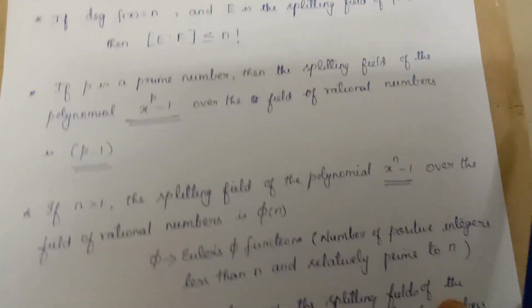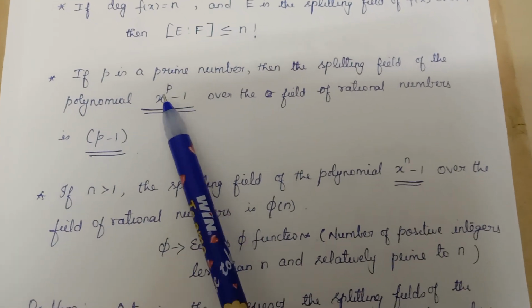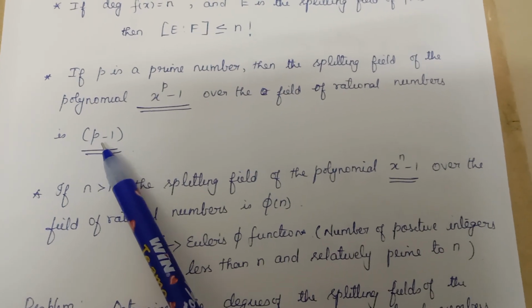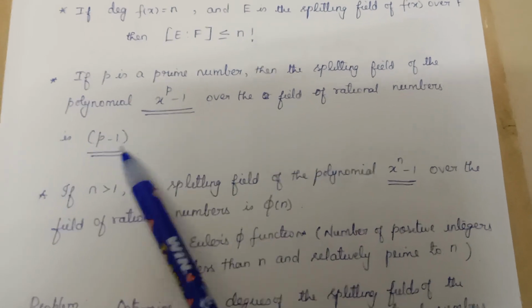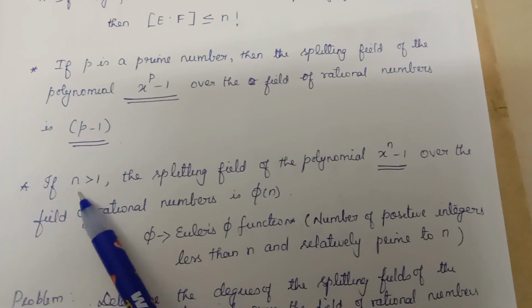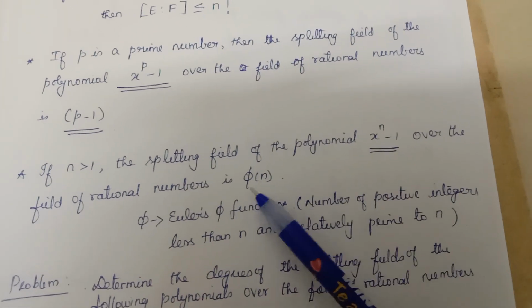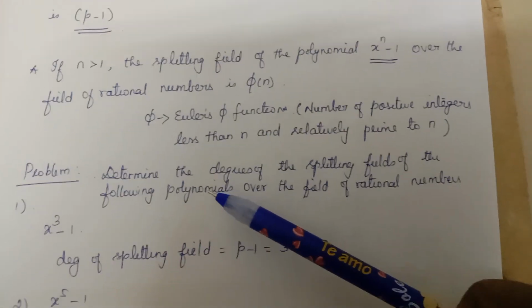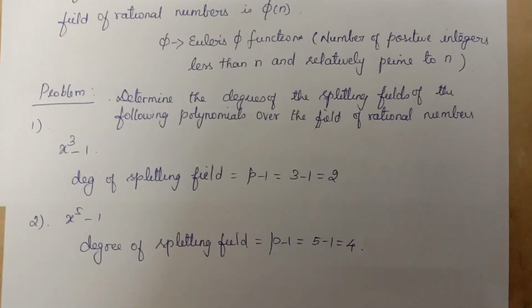Then one formula for finding the splitting field for x power p minus 1, when p is a prime number, is p minus 1. That is, the degree of the splitting field for the polynomial x power p minus 1 is p minus 1, where p is a prime number. Suppose n is greater than 1, then the degree of the splitting field of x power n minus 1 will be phi of n. Phi is the Euler phi function, that is, the number of positive integers less than n and relatively prime to n.